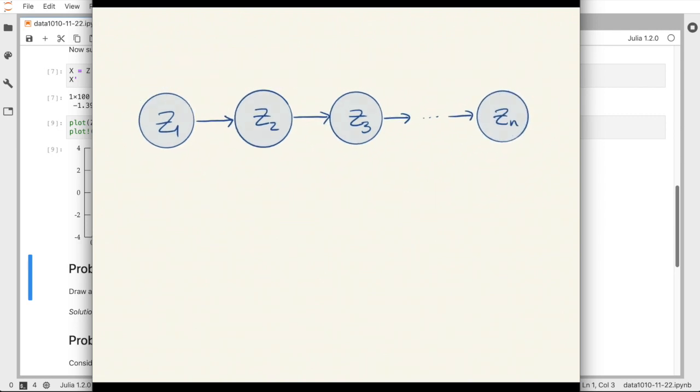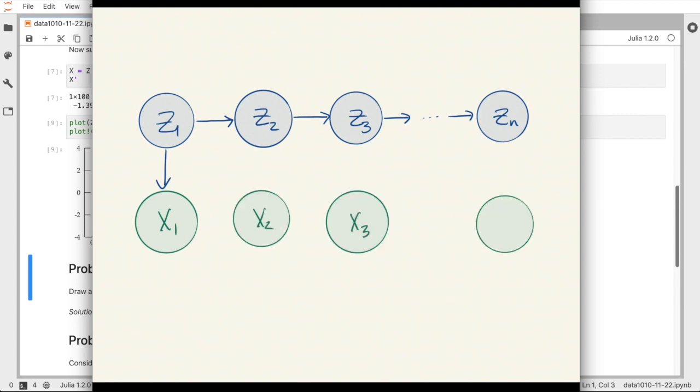Once we've sampled all the z values, we can start sampling the x values, and x1, which is a corruption of z1, will have its conditional distribution given all of these z's depending only on z1. Likewise, each of the other x's, even conditioned on everything else in the diagram, will only actually depend on the z that it corresponds to.